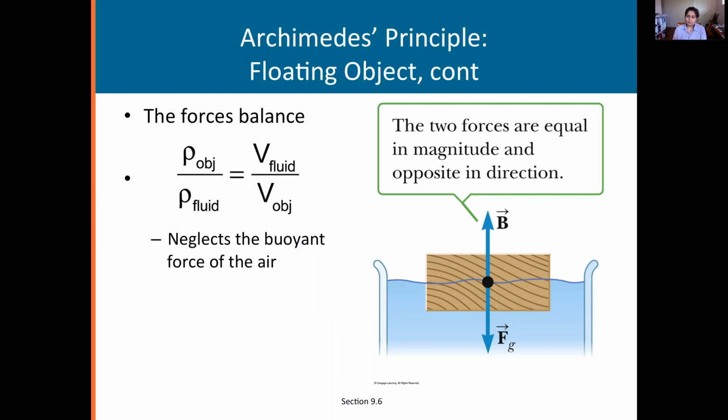Now we come to Archimedes' principle for a floating object. So it's not fully submerged like it was before. Some of the volume of the solid is outside and some is inside the fluid. The volume inside the fluid, we're going to call V fluid. And the volume outside is part of the entire object. So when we refer to V object, we're referring to the part volume.